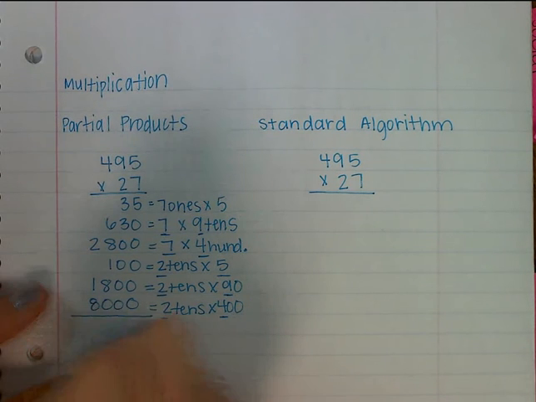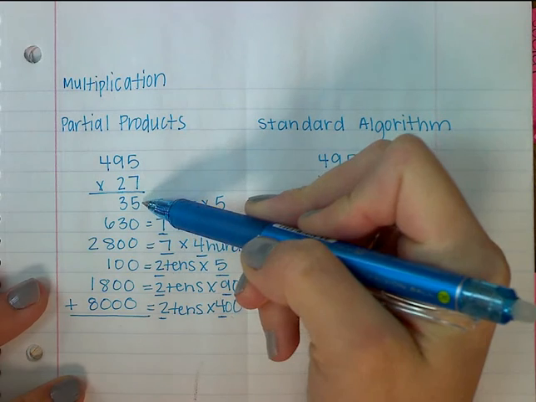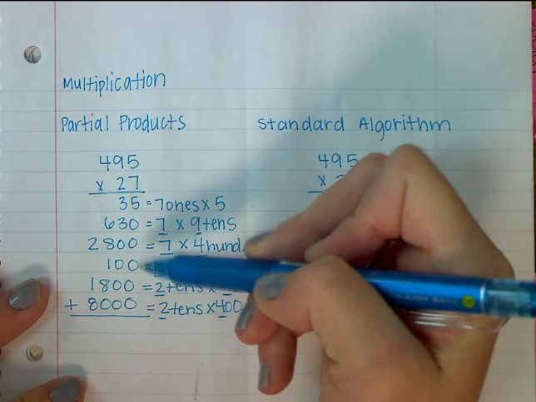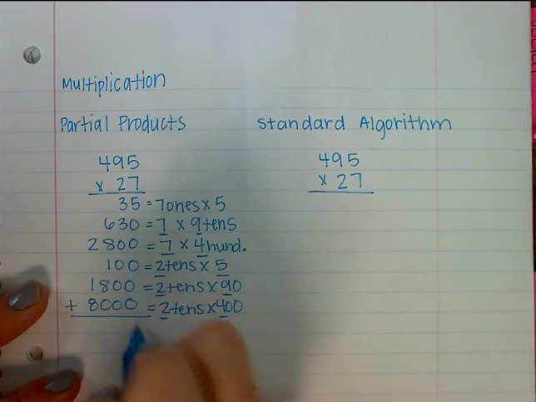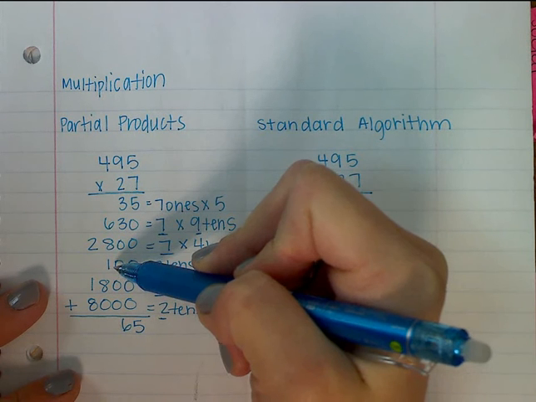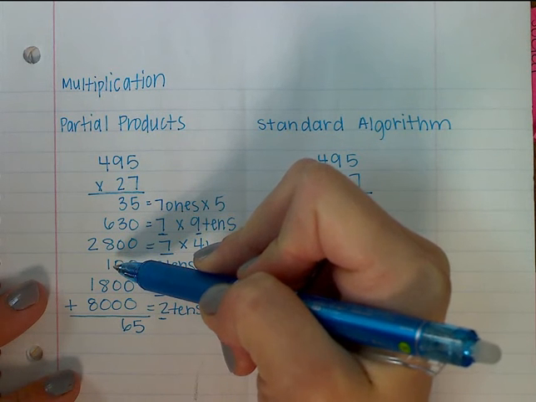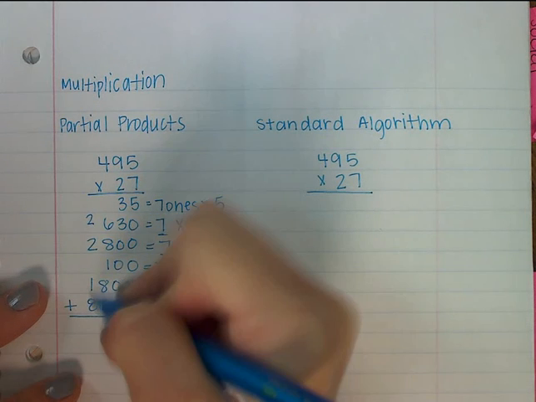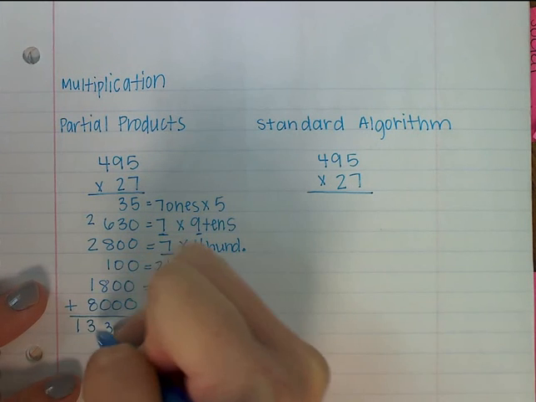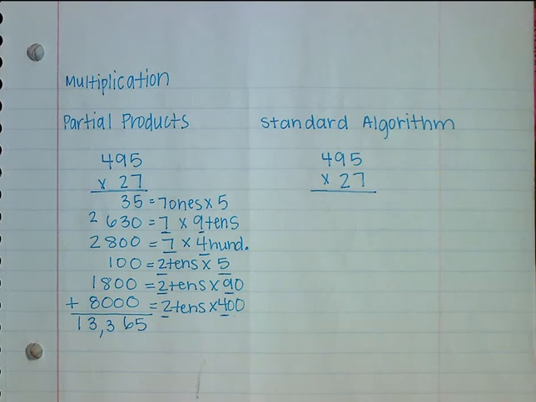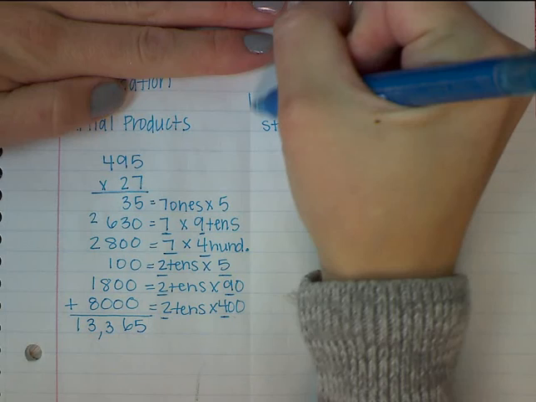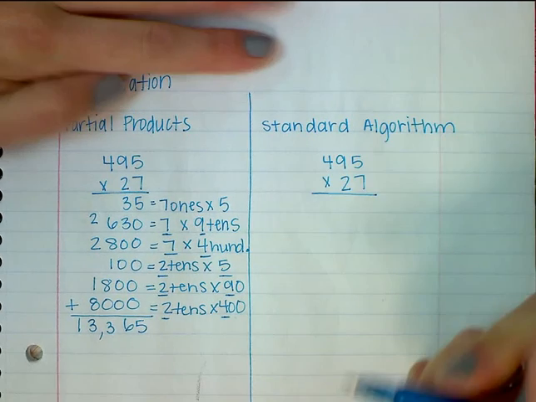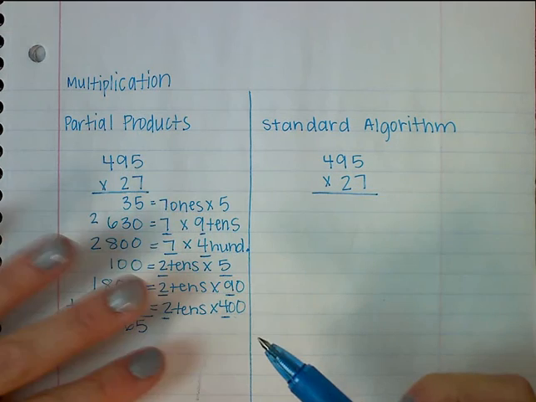And then you have to add up all of the pieces or all the parts of the product that you did. So 13,365.